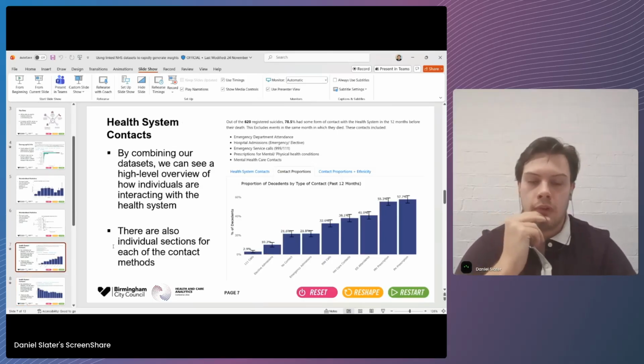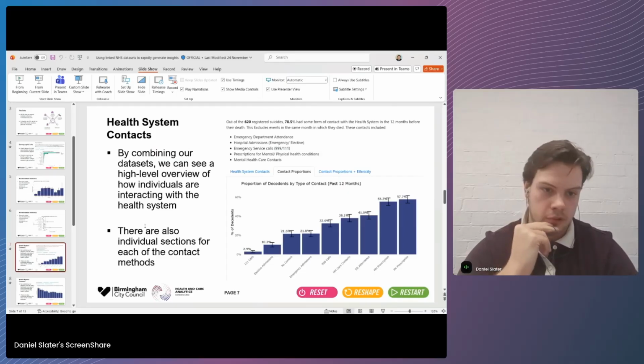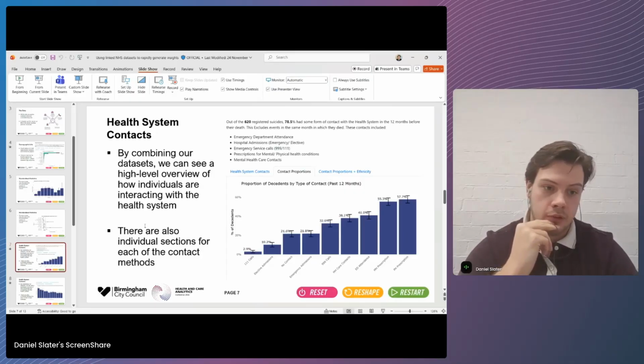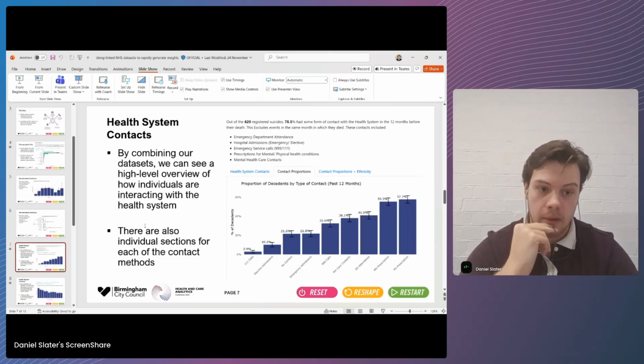The real, I'd say, useful bit of linking the datasets like this is we can get these really high-level overviews of how these people are interacting with the health system and potential places of intervention. What the bar chart on the right-hand side is showing is the percentage of the people who've died who've had at least one contact with the health system through these different avenues. So we can see that through physical health prescriptions, 50% of the people who died had at least one prescription given to them in the 12 months before their death. And we can see that across all these different datasets we've pulled in.